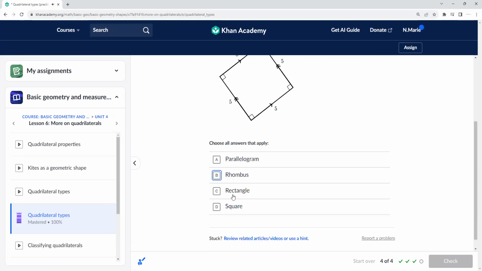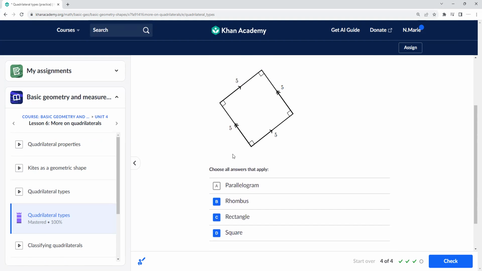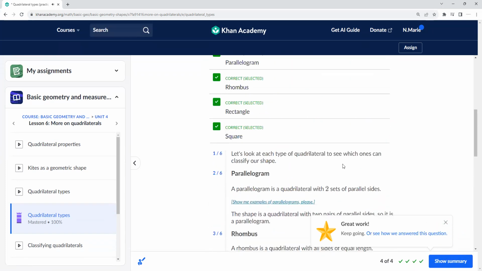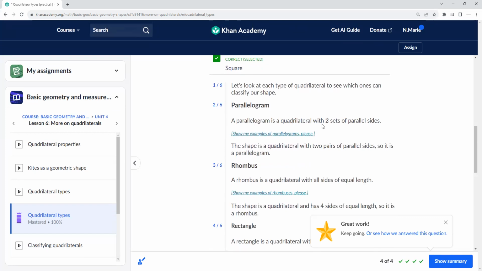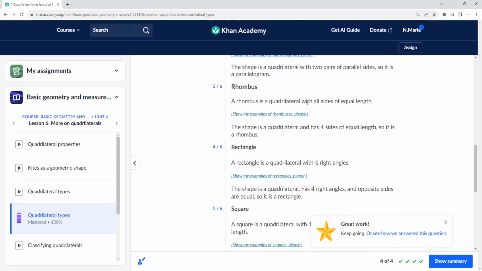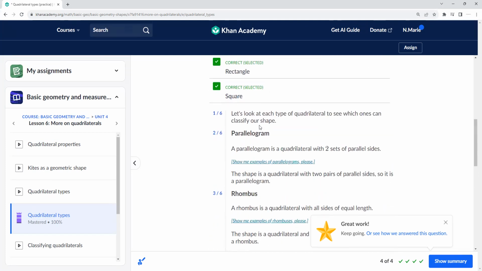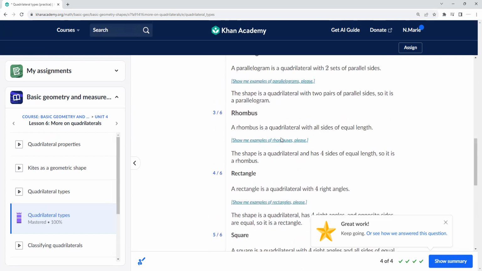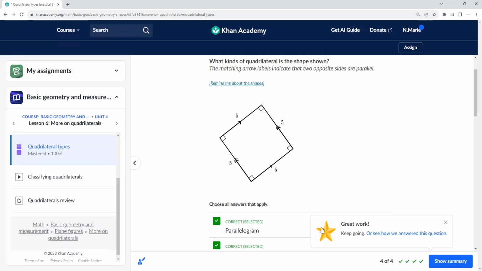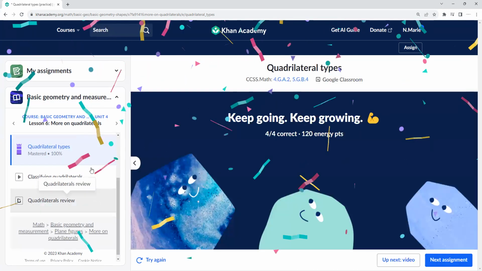This here is a square, a rectangle, a rhombus. Parallelograms have opposite sides equal. But I guess they could be the same. This is actually all of them. It's a parallelogram. So it helps to actually look at this. A parallelogram is a quadrilateral with two sets of parallel sides. Okay, it has that. And opposite sides are equal. Rhombus, all sides equal. Rectangle, opposite sides equal. 90-degree angles, square, if it's all the categories that it should. So that's why it would be all of them.